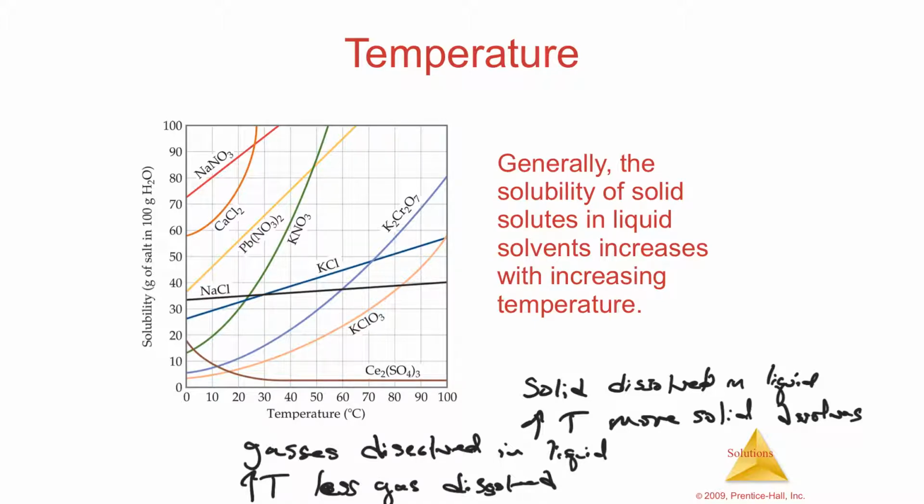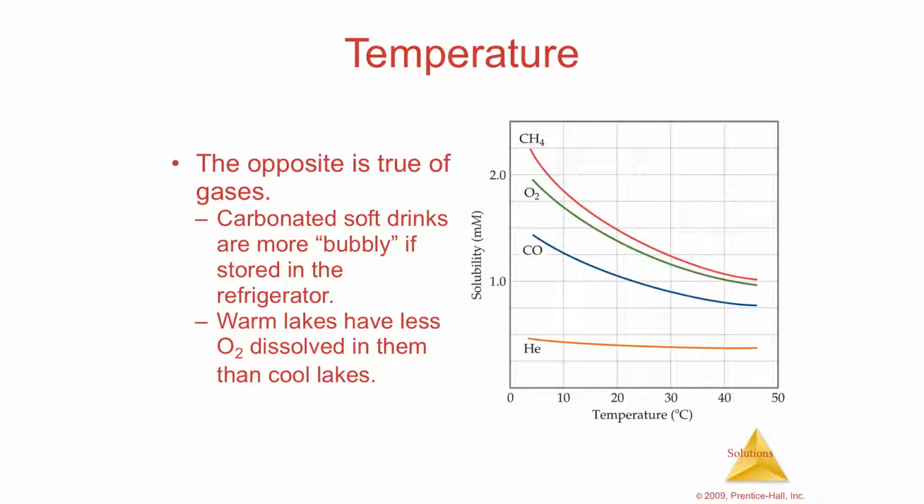Okay, so you're going to see normally that the solubility of a solid will increase with increasing temperature, but the solubility of a gas decreases with increased temperature. So this is the gas one. As the temperature increases, the solubility of gases decreases. So warm Coke is not very bubbly because the warmer the Coke, the more the carbon dioxide comes out.